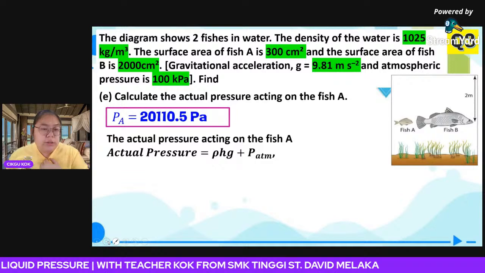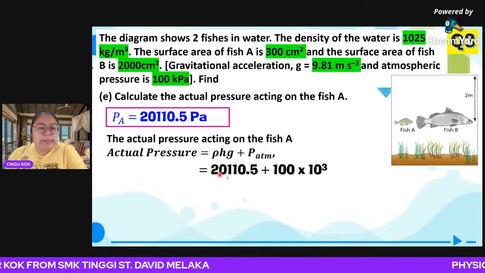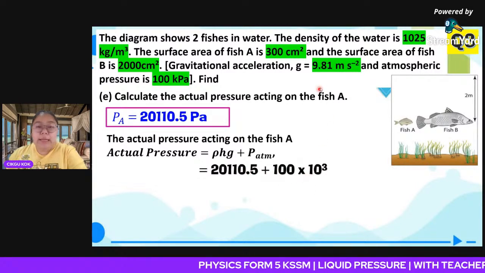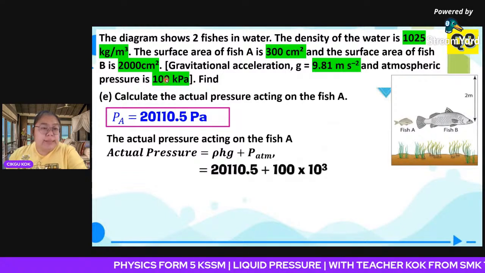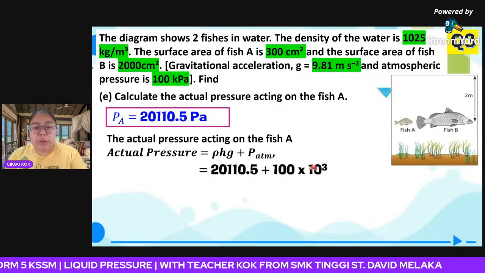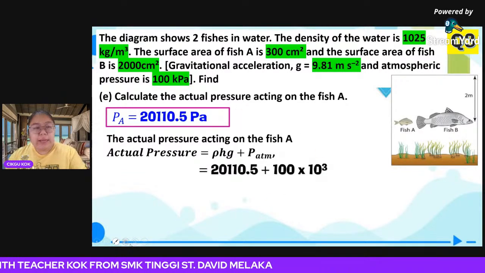So from here, we need to show. The pressure from the water, plus this one is the atmospheric pressure. You can see this one is 100 kilo. Help me to change the kilo. I want Pascal only, I don't want kilo. So the final answer, anybody can answer me?